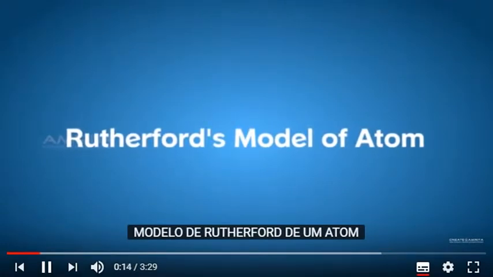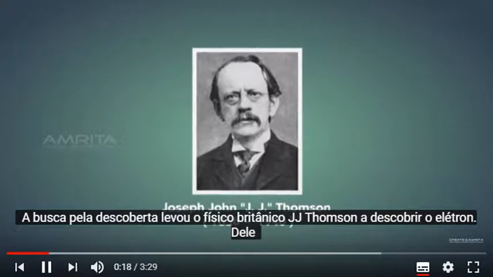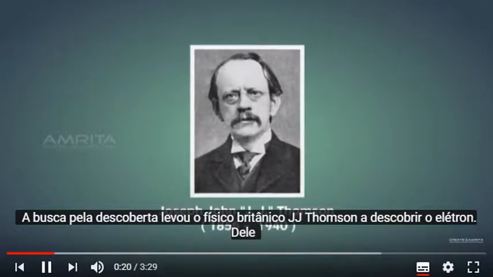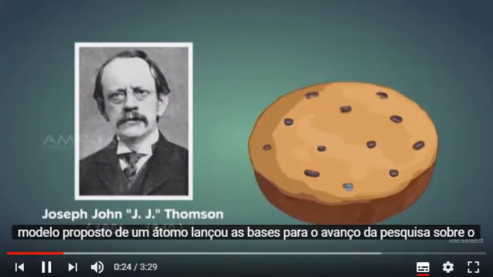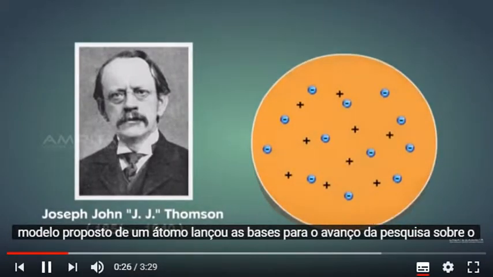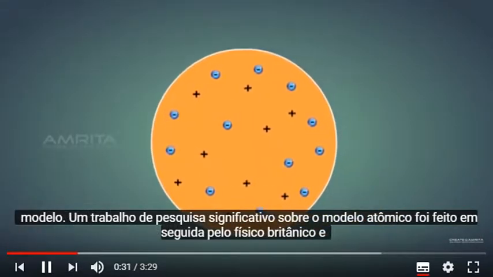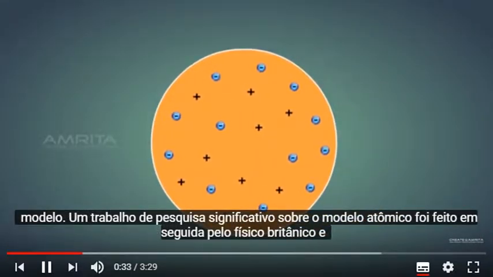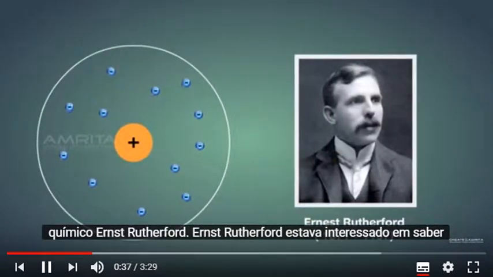Rutherford's model of atom. The quest for discovery led the British physicist J. J. Thomson to discover the electron. Further, he proposed an atom model, which laid the foundation for advancement of research in the atom model. Significant research work on the atom model was done by British physicist and chemist Ernest Rutherford.